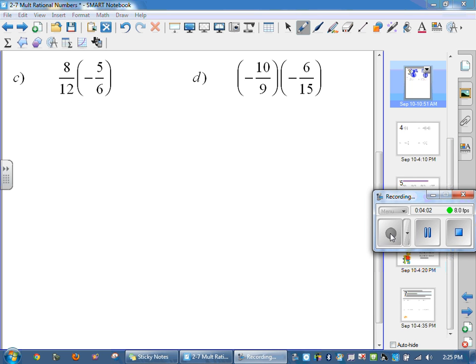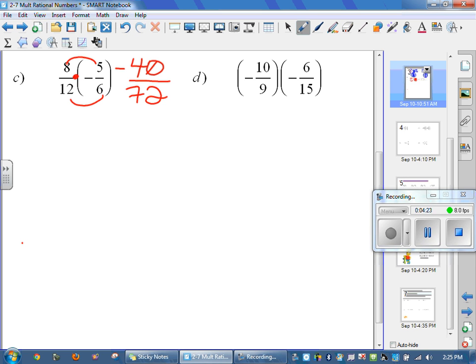All right. Multiplying, sitting side by side. We have how many negative signs here? 1. So our answer is going to be negative. Okay. Multiply our tops. 8 times 5. 40. Multiply the bottoms. 72. Excellent. Now you're going to divide them. And you're going to divide them as low as you can go.